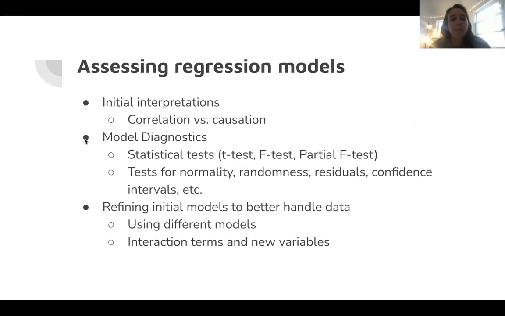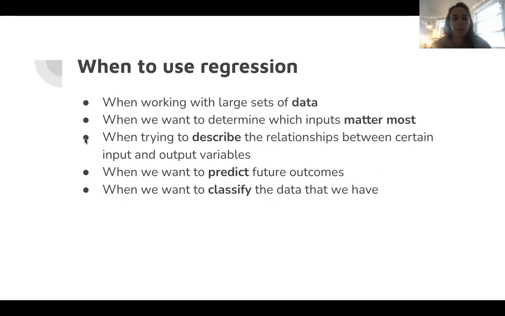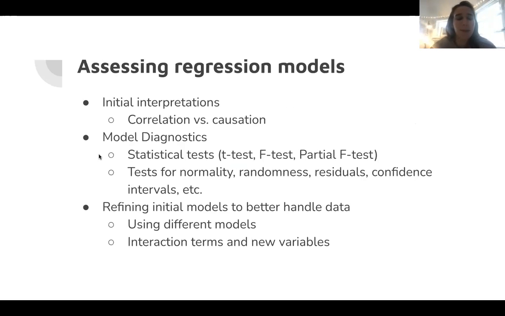Also, when you're creating regression models, it's really important to assess the model itself to make sure that it is a valid model as well as being an accurate model. So there are some initial interpretations you can do, especially understanding if your input variables are correlating to your outcome. That means as one goes up, the other also goes up. Or if you have more of a cause and effect relationship where the input variables are actually causing the output variable to react the way it does.